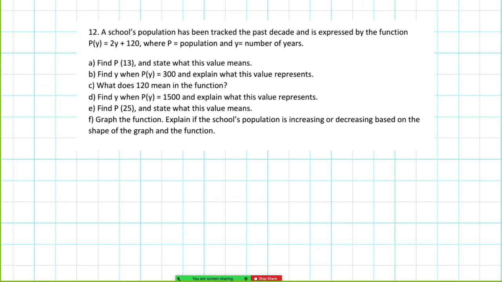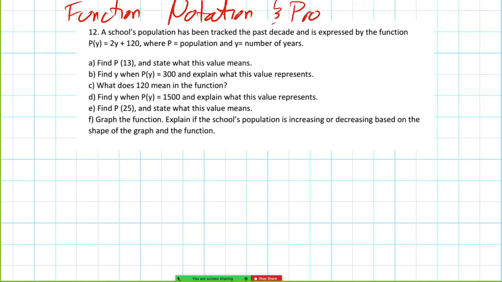We're going to look at function notation with problem solving. So we'll give it a title here. Function notation and problem solving. There is a heck of a lot to this. There are 6 parts to this question. So let's see if we can get a good understanding of what the original question is.